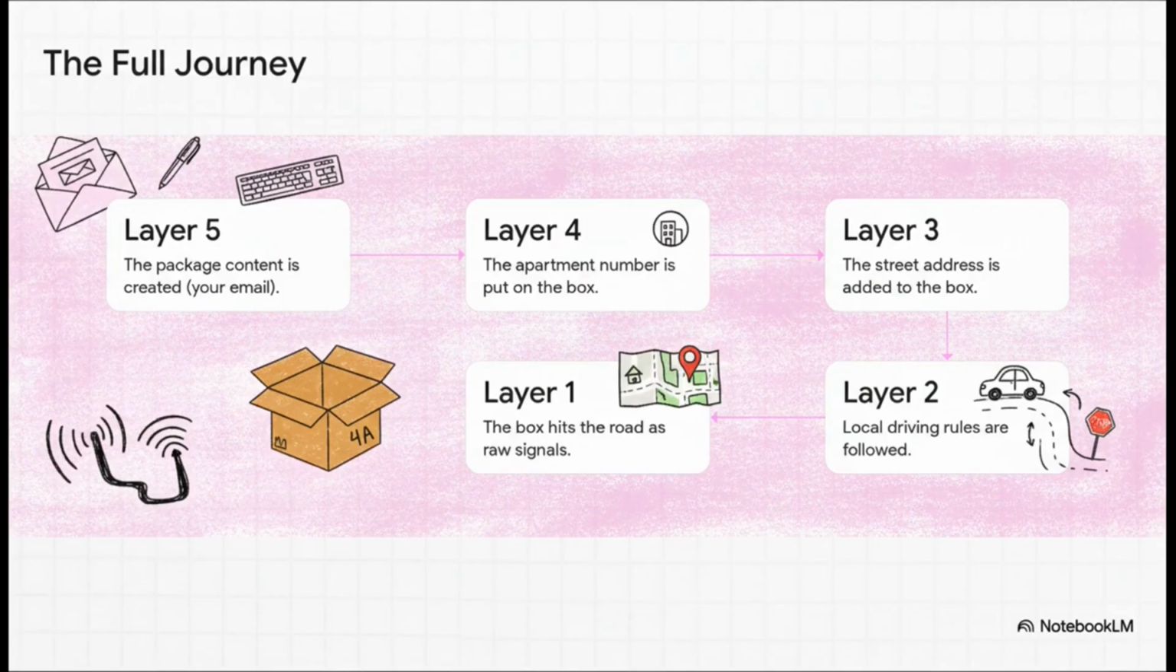So let's just do a quick recap of that whole journey from top to bottom. It's pretty amazing. You start at Layer 5 where you write your email. Then Layer 4 slaps the right apartment number on it. After that, Layer 3 adds the main street address. Then Layer 2 figures out the local route to get it on its way. And finally, boom, Layer 1 turns it all into electrical signals and sends it down the wire. Each layer just adds its own little piece to the puzzle.